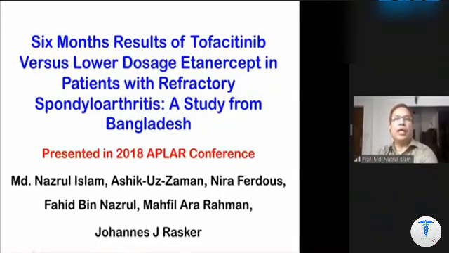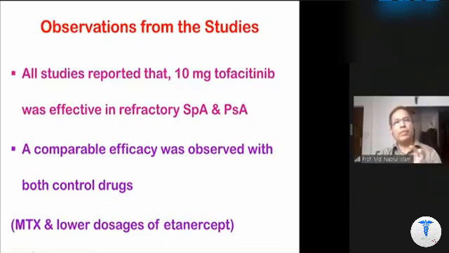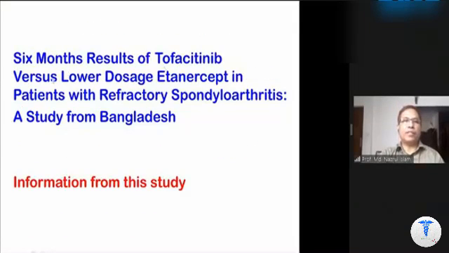So what are the observations we learned from the studies? All studies reported that 10 milligram tofacitinib was effective in refractory SpA and psoriatic arthritis. A comparable efficacy was observed with both control drugs, methotrexate and the lower dose of etanercept. The 6 months results of tofacitinib versus lower dose etanercept in our country.